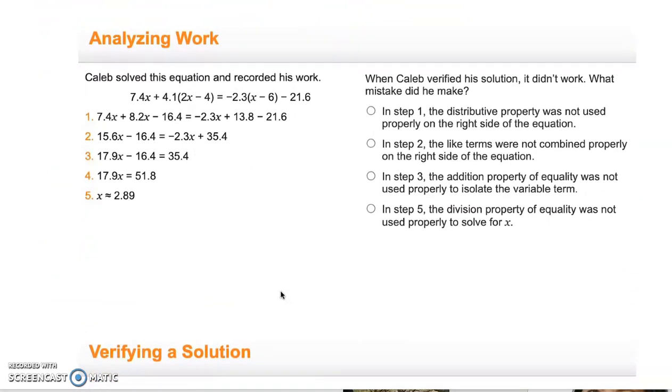We should be able to analyze this and find out what's going on. So he solved this equation and recorded his work. When he verified his solution, it didn't work. So this is not the correct solution. So let's take a look.